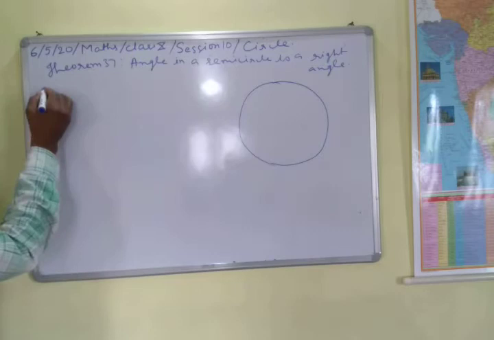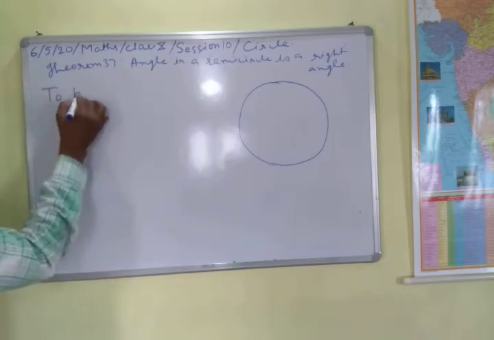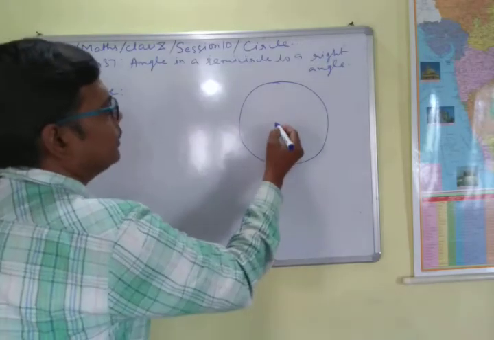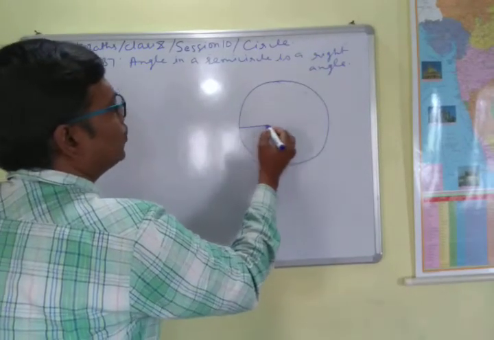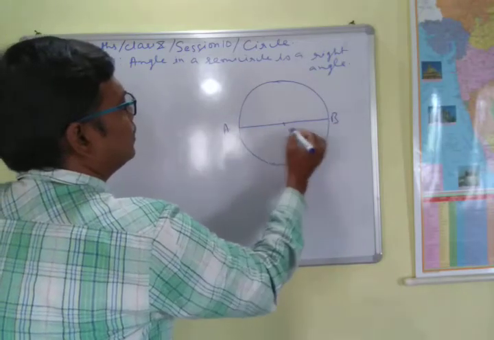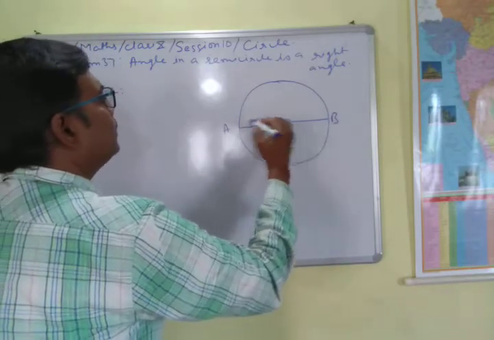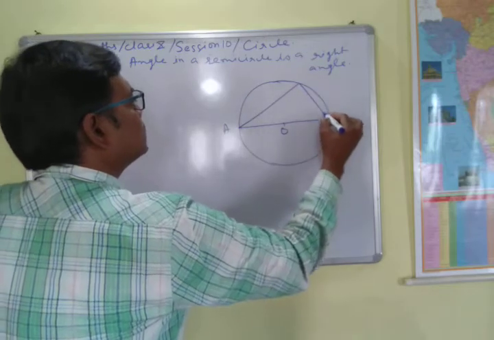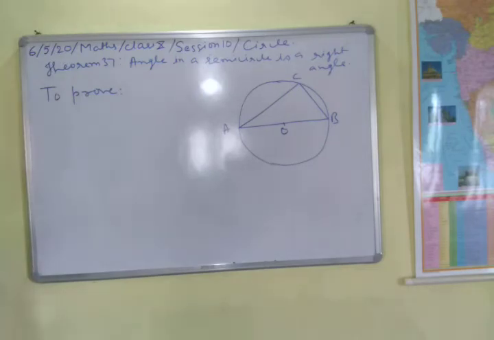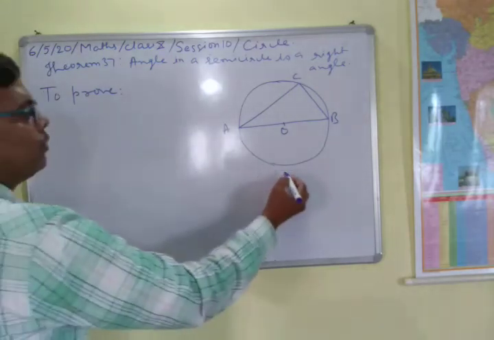First of all, what is to prove here? To prove: suppose there is a circle here, and then draw a diameter like this, and this is AB. This is the center here, and you can draw like this, and suppose this is C. And suppose this is the point P here.